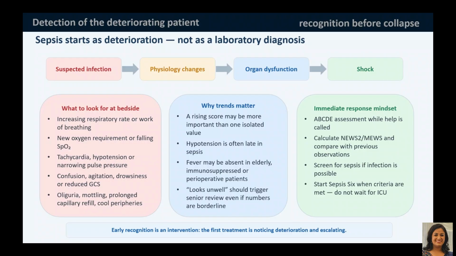So when you have a patient who has a suspected infection, you see that the patient's physiology is changing, and if you do not interrupt, the patient may slowly go into organ dysfunction and ultimately shock. So what do you have to look at at the bedside? You do your clinical evaluation properly. You have to look at the respiratory system, look at the respiratory rate. Respiratory rate, they say, is one of the earliest signs of sepsis.